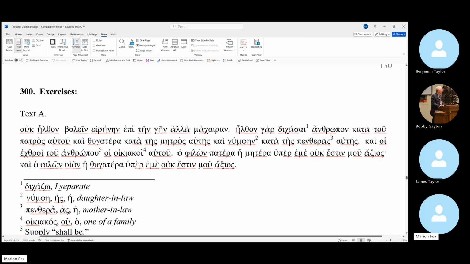Okay, Benjamin, can you start here and go down to axios at the end where my mouse is? I'll highlight it. All of that right there, if you would. Ho philon patera ë metera huper eme ouk estin mou axios. The one loving father or mother above me is not worthy of me. Okay.